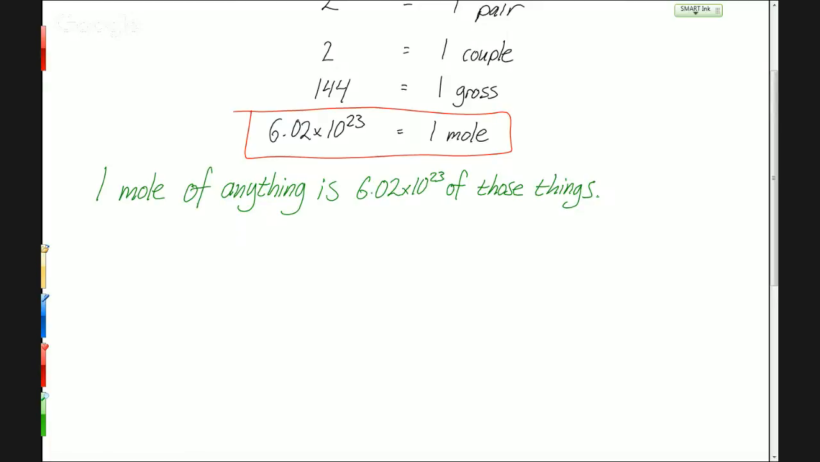Because it's kind of a weird number and something we're not often familiar with, sometimes we'll think of it in terms of what kind of a unit that would be, or what kind of a measurement it is. But it's not a measurement, it's just counting. It's just this many of those things, just like a dozen. So it doesn't really have a unit, it's just a number of things. But we're going to use it in this way.